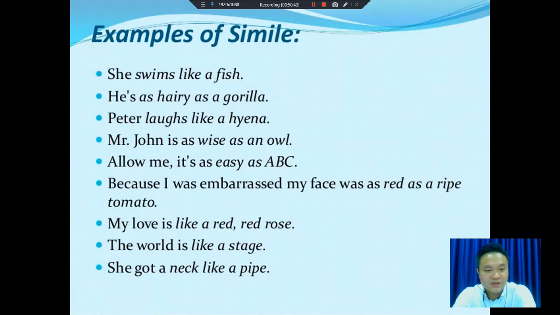Next we have, because I was embarrassed, my face was as red as a ripe tomato. Now, my love is like a red, red rose. Wow. Okay, now next one. The world is like a stage. She got a neck like a pipe. Okay, so these are the ways that you can write simile in your narrative essay.